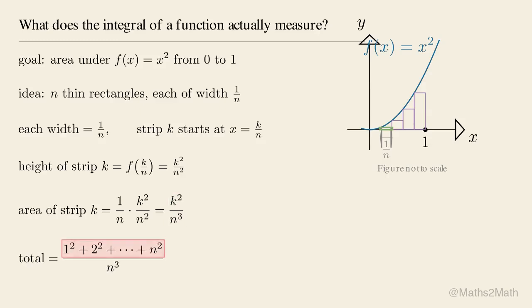Add every strip, k running from 1 to n. The total is the sum of the first n squares divided by n cubed. Keep this on the side.